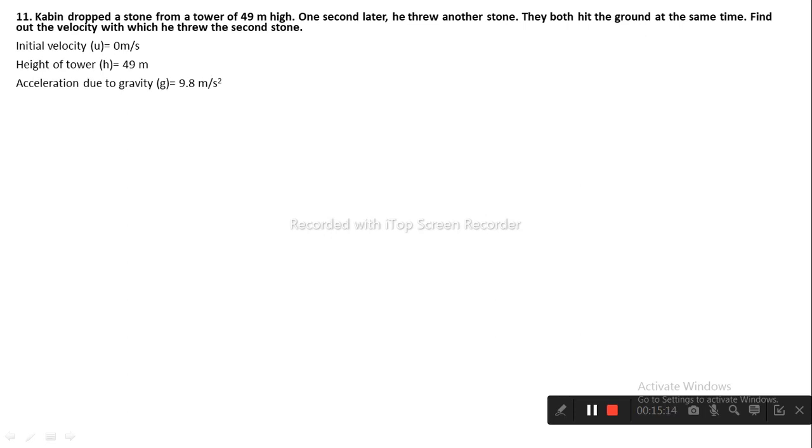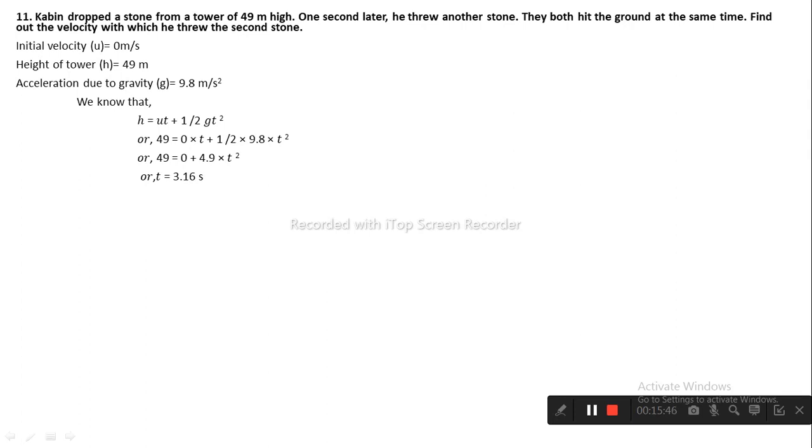Corbin dropped a stone. So we know that when an object is dropped, its initial velocity u is 0. The height of the tower, as given, is 49 meters, and the acceleration produced on the stone is due to gravity, which is 9.8 meters per second square. So we know the formula h equals ut plus half gt square. Substituting the values in this formula, we get the time as 3.16 seconds.